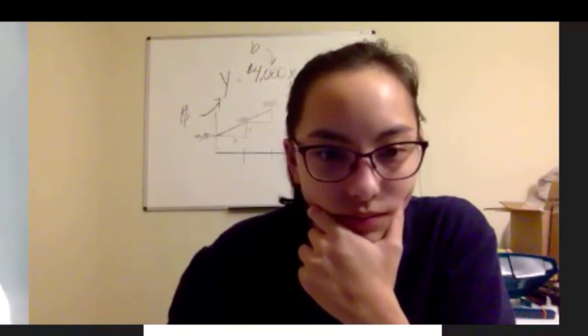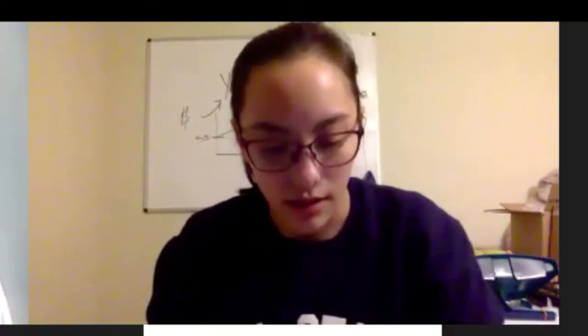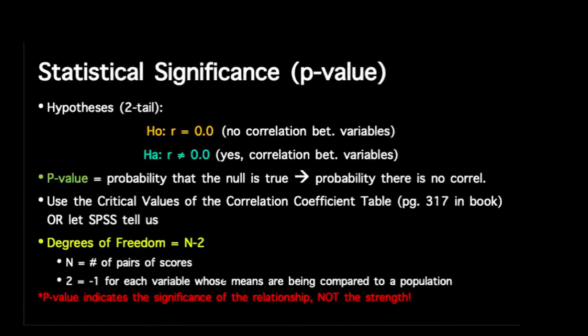Cool stuff. Question? Yeah. So could you explain where it says the p-value indicates the significance of the relationship, not the strength? Yes. So that was back in the correlation part, right? Nope, that's not it. Hold on. Here it is. I just want to make sure I'm sharing so that everyone's looking at the same thing. Back to this part. This slide? Yeah. Okay.